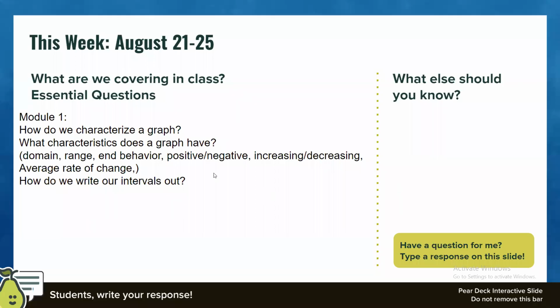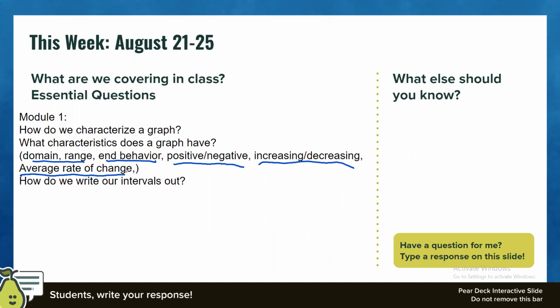Okay. All right. So this is the week of August 21st to August 25th. This is what we're covering. Module 1: How do we characterize the graph? We're going to get into domain and range, and behavior, positive and negative, increasing and decreasing, and average rate of change, okay? And then we're going to get into how do we write out those intervals.